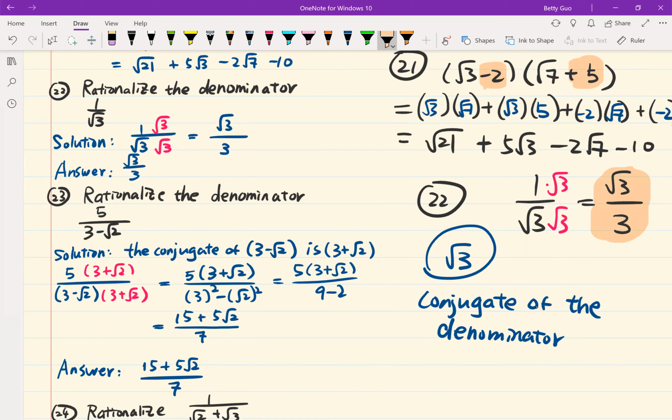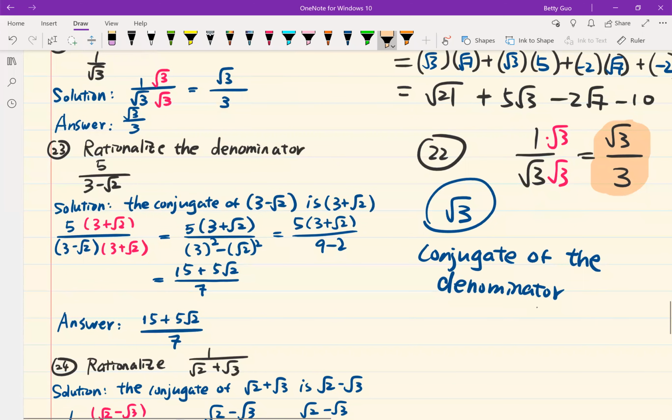Let me repeat the process. Rationalize the denominator. You need to identify the denominator first, right? If the denominator is one single square root, the conjugate of the denominator is itself. In this case, the denominator is root 3, so the conjugate is root 3 as well. We multiply the numerator and the denominator by root 3, the conjugate, to rationalize the denominator.